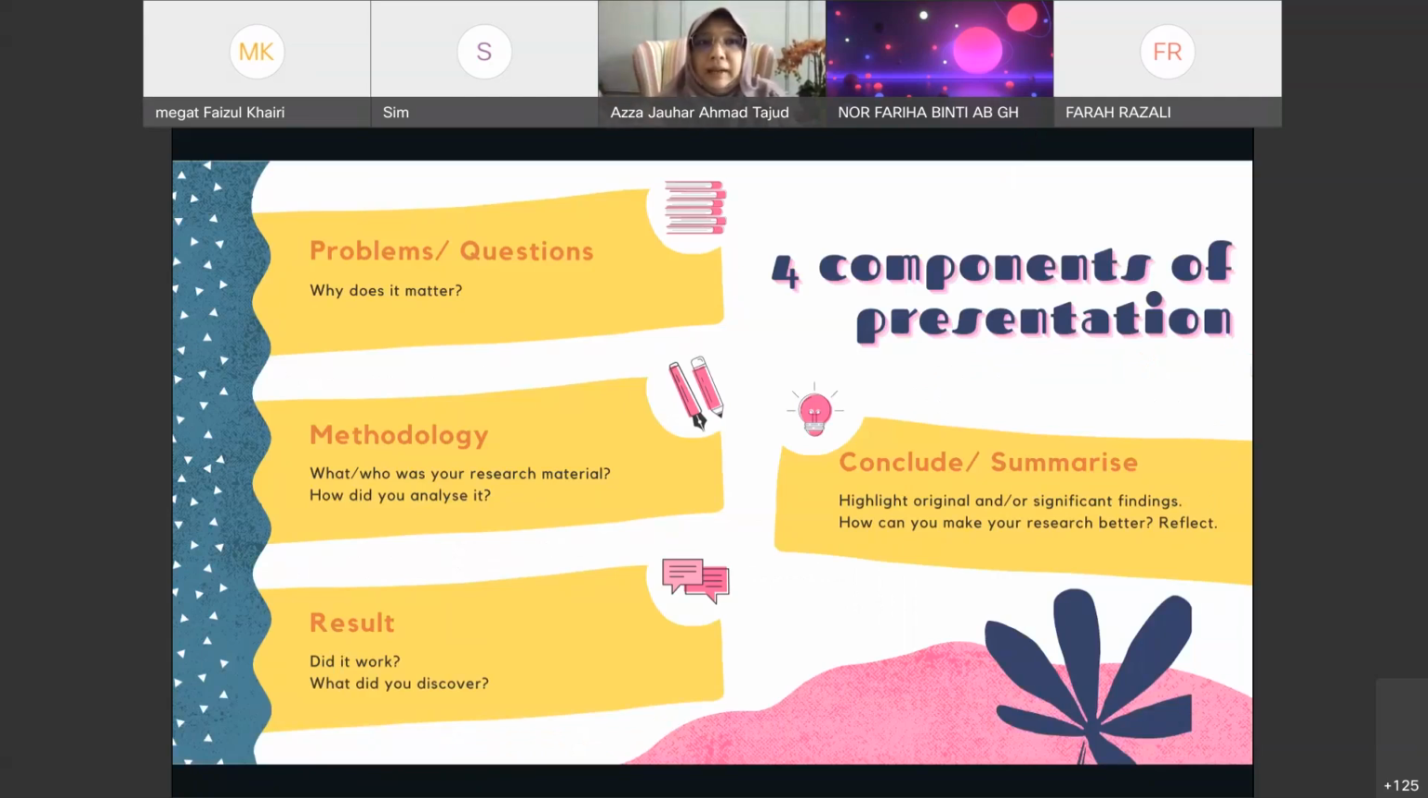Pertama ialah problems atau questions. Issues. Why do you actually start this research? Why do you actually do this research? Why does it matter? Kenapa kita buat benda ni? Apa kepentingan benda ni? So that's the first thing. It can be issue in your classroom. It can be issue in a small classroom atau a unit in the classroom.